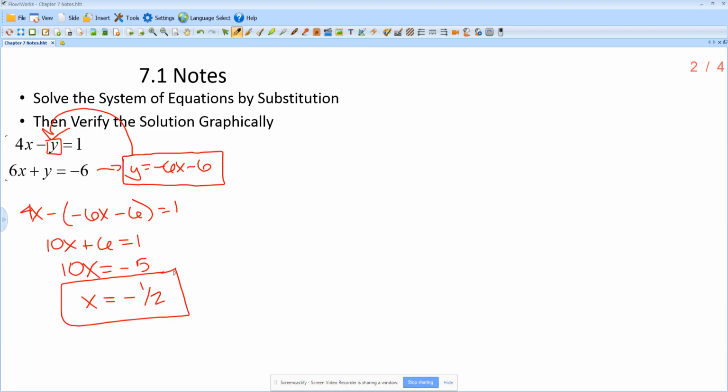Numerically, I have this. What I can now do is take that and substitute into this x. So I get y is equal to negative 6 times negative 1/2 minus 6, which gives me a positive 3 minus 6, so negative 3.